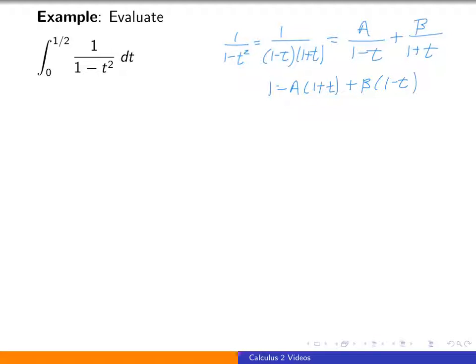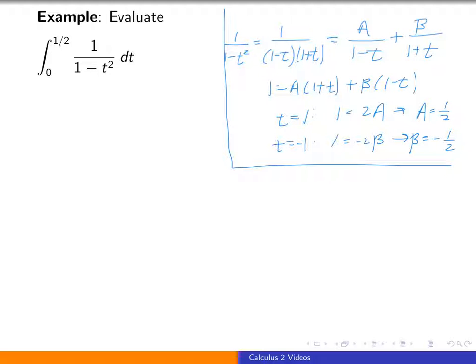And because we only have distinct linear terms, we can simply plug in intelligent choices to solve for the constants. For example, if we plug in t equals 1, the B term vanishes, and 1 is equal to 2A, so that A is equal to 1/2. If we plug in t equals minus 1, the A term will vanish, and what we are left with is 1 is equal to minus 2B, so that B is equal to minus 1/2. So in this case, the partial fraction decomposition is very quick, very efficient. So now we go ahead and apply that.